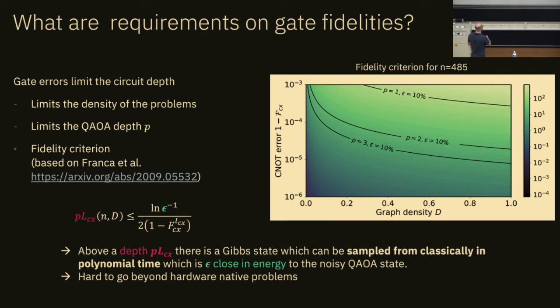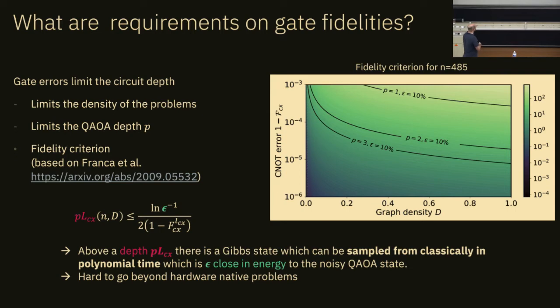Now what is this threshold? It has this epsilon here. This is how close you actually want to get to the noisy QAOA state. And in the denominator, it has the 1 minus the fidelity of one CNOT layer. So it's bringing together how close do you want to get, what's the fidelity of your gates, and it tells you what's the depth that you actually can afford before you can do it classically.